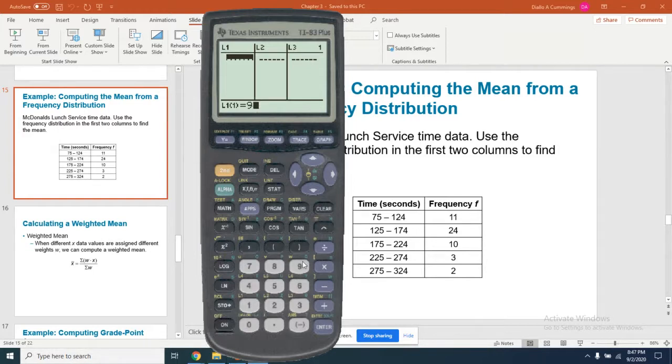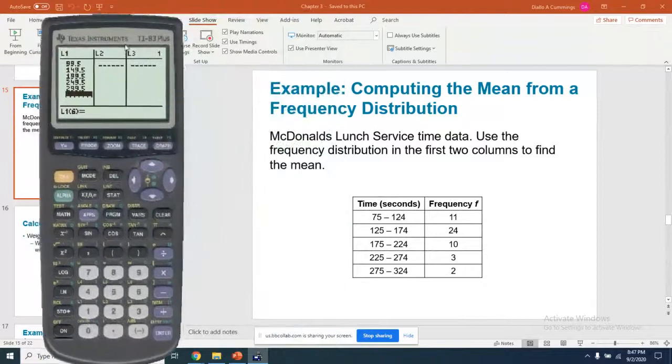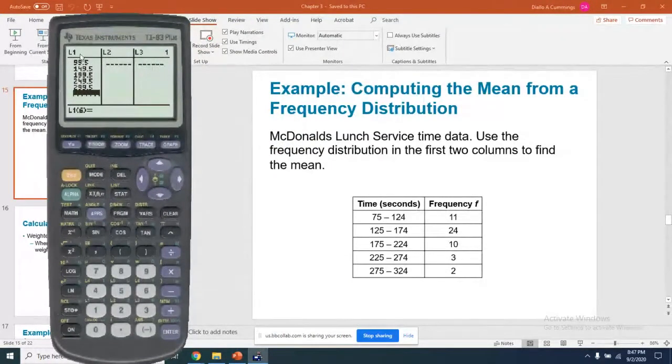99.5, 149.5, 199.5, 249.5, and 299.5. Okay, so in order to calculate the mean of a frequency distribution using your calculator, you must calculate the midpoints. So I'm going to put those midpoints in as list one. Next, I'm going to go over to list two, and I'm going to put in the frequency. So 11, 24, 10, 3, and 2. All right, so in list one, we have our midpoints. List two, we have our frequencies.